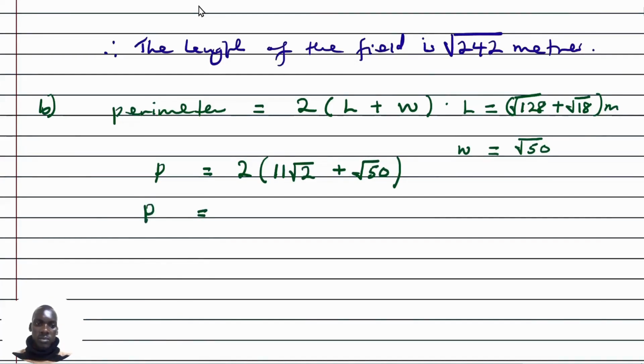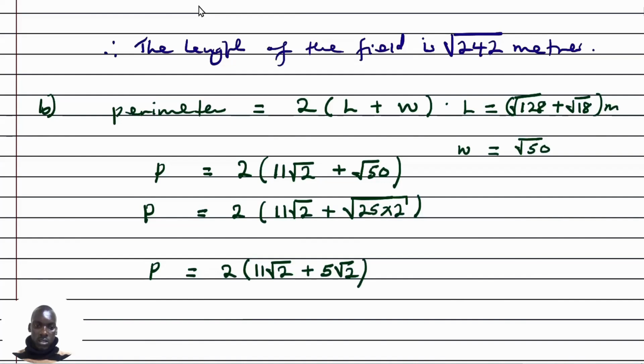So our perimeter P equals twice 11 root 2 plus, we can now break this down. Root of 50 is the same as the square root of 25 multiplied by 2, the whole of it under the square root. So as we simplify, our perimeter equals 2 into 11 root 2 plus the square root of 25, which is 5 root 2. These are like terms, so we can add them up.